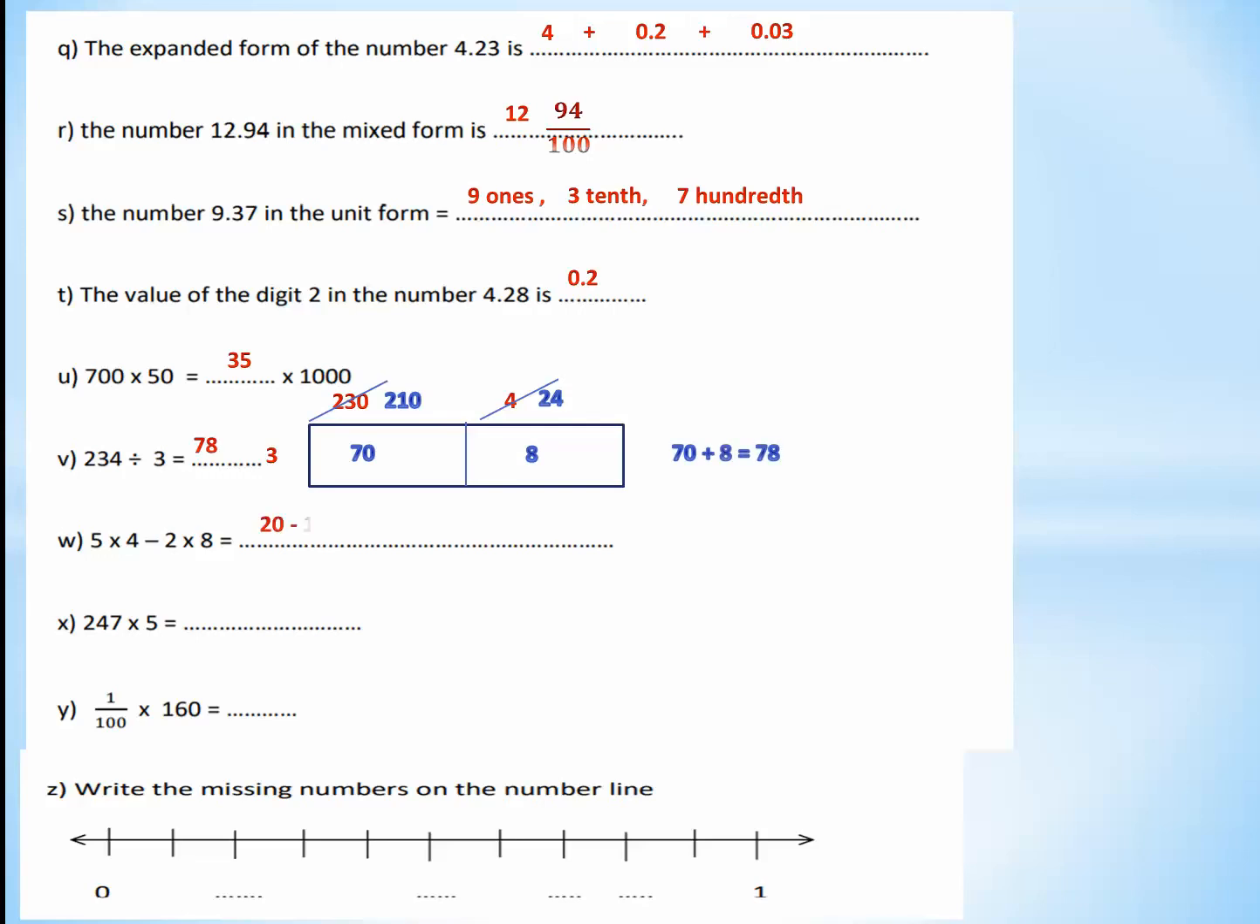5 times 4 equals 20, minus 2 times 8 equals 16. 20 minus 16 equals 4. 247 times 5, let's use the area model.